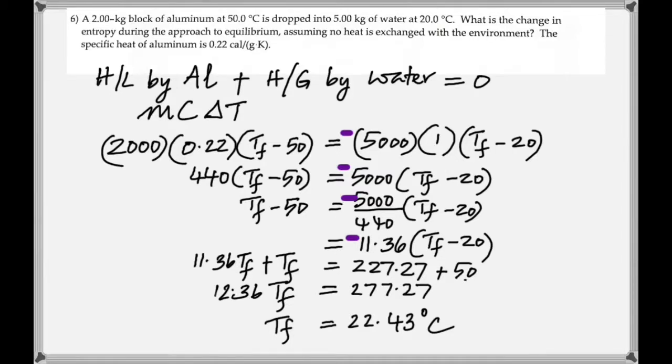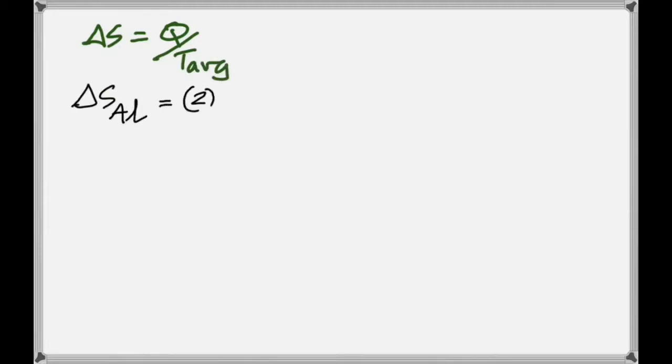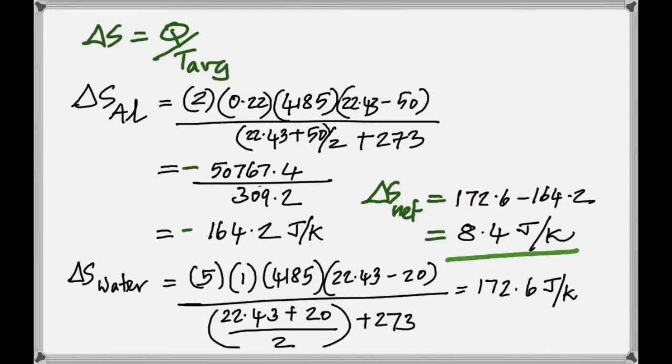Once you get the final temperature, we try to find the change in entropy. We know that the change in entropy is the quantity of heat lost or gained divided by the average temperature. So for aluminum, the quantity of heat lost is 4185 multiplied with its change in temperature, divided by the average temperature in Celsius plus 273 to change it into Kelvin. Because aluminum started at 50 and finished at 22.43, right? And the negative, of course, mathematically that's going to be negative, but it also means that it loses heat, so the entropy decreases. So you get that as negative 164.2.